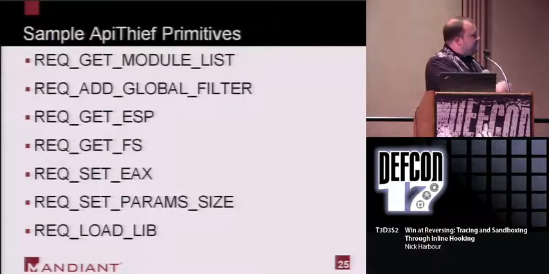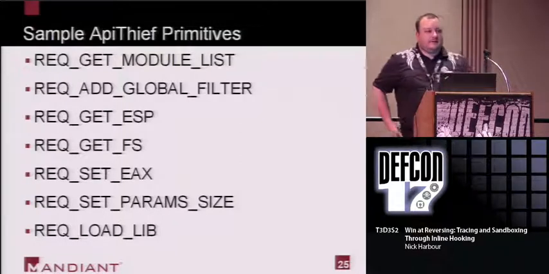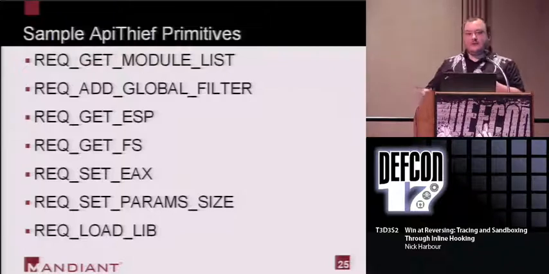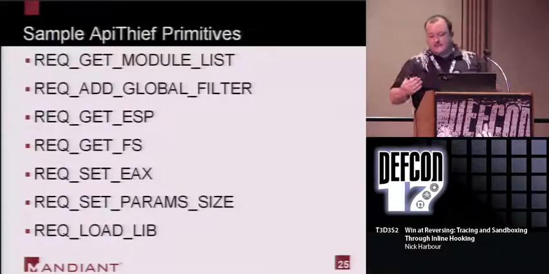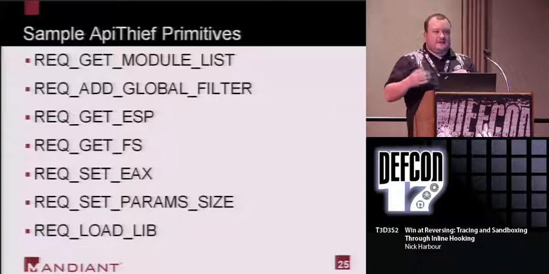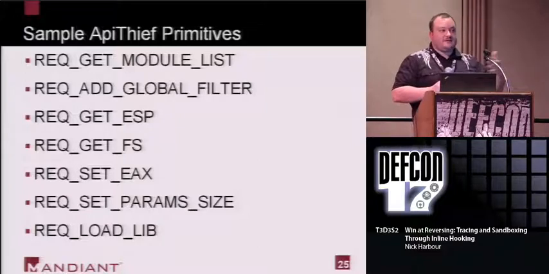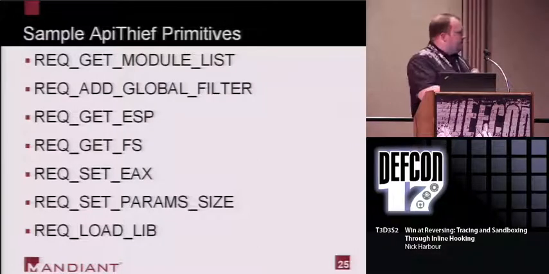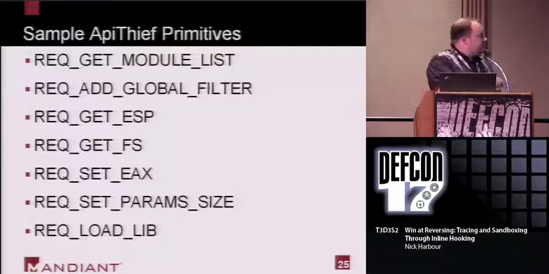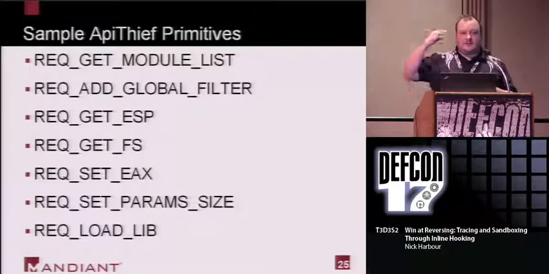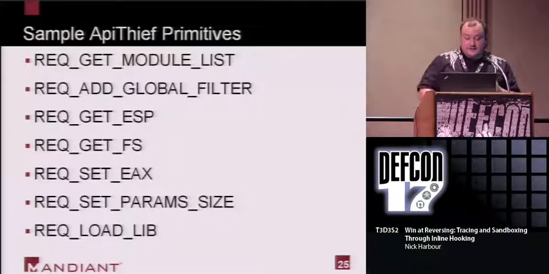We can set the EAX value. This is what the return value of the function will be. So in the case that we actually intercept a function, instead of just inspecting it, we want to set a return value so the rest of the program can continue. And this is the command that will actually set that. Set param size is what I was talking about earlier, where you want to set the number of arguments that are passed to the function. No big deal.